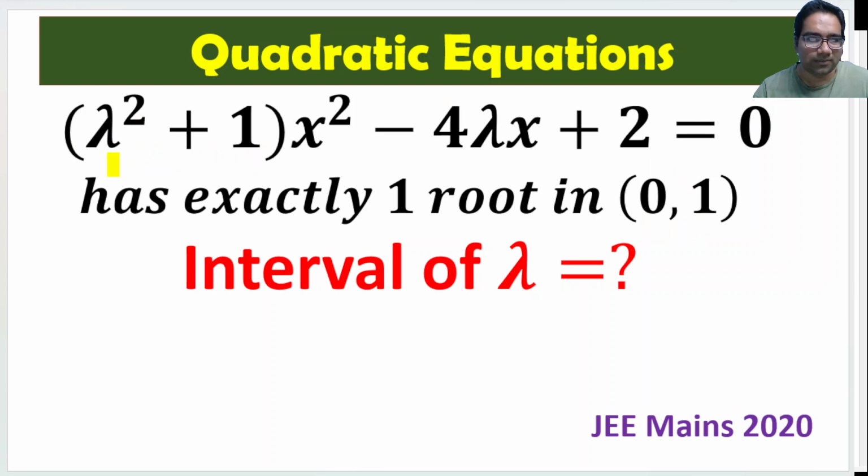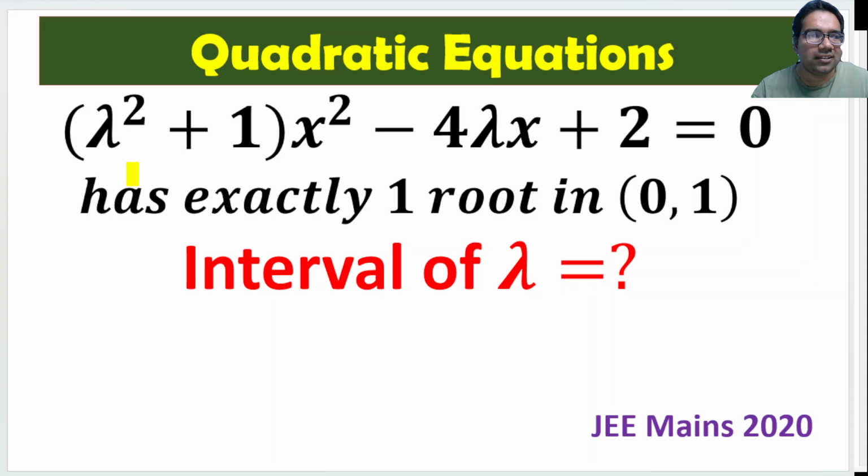This is lambda square plus 1. Lambda square is always positive, plus 1. So that means this part is always positive. This is a x square, where a is always positive. And there is a constant term, 2. So what does that mean? When x equals 0, this family of equations will pass through the point 0, 2 on the y-axis. Whatever the lambda, all the equations will pass through this point 0, 2. That is one thing that is very clear here.